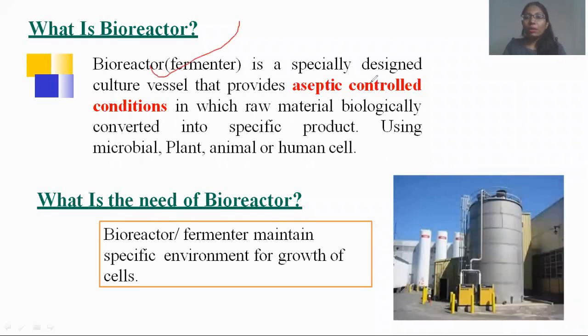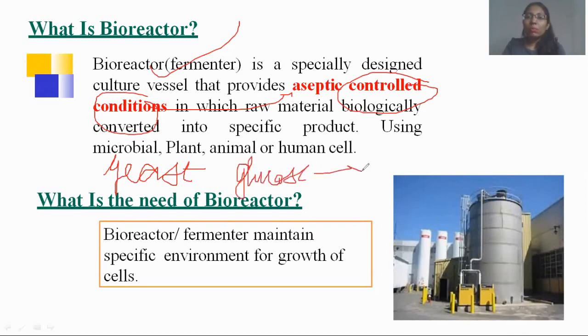Now why do you require bioreactors? Because they provide controlled conditions, and that too in an aseptic way. For example, if you are using any strain of yeast for the production of bioethanol from, let's say, glucose, then bioethanol is your end product, right? Using that strain, you don't want any other bacteria or any other fungus to contaminate it. So you require aseptic conditions, and that is provided by the bioreactor.